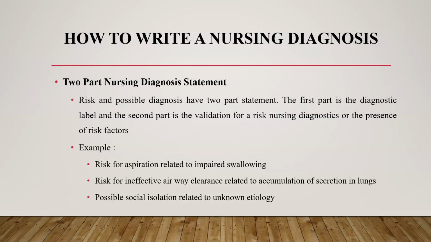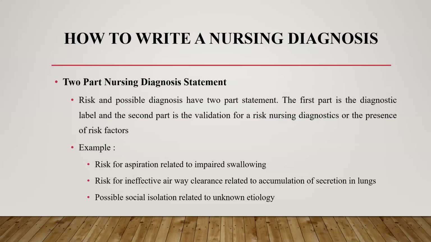The second way of writing a nursing diagnosis is in the form of two-part nursing diagnosis statement. Risk and possible diagnosis have two-part statement. The first part is the diagnostic label and the second part is the validation for a risk nursing diagnosis or the presence of risk factors. For example, risk for aspiration related to impaired swallowing.